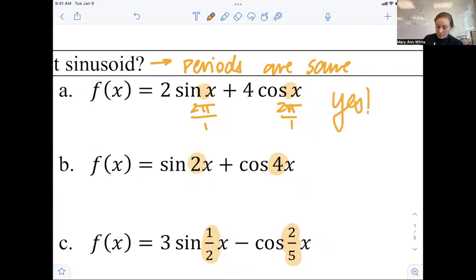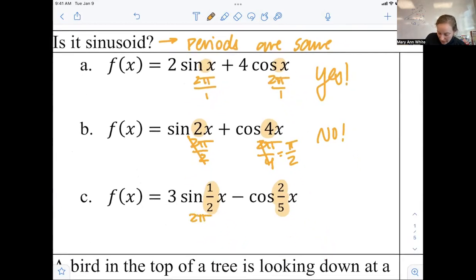Letter B, I'm going to do 2 pi divided by 2 and 2 pi divided by 4. Even though those aren't simple, I know that they're not the same. Pi and pi over 2 are not the same, so that's a no.